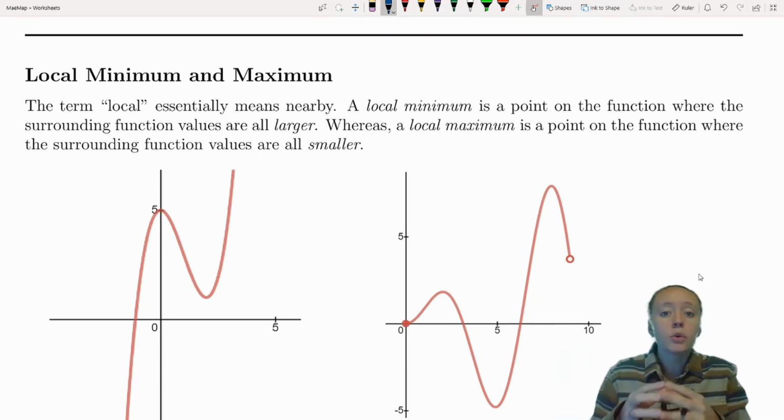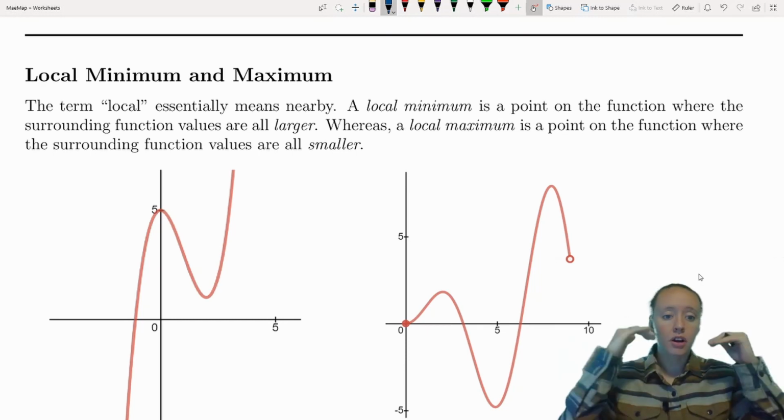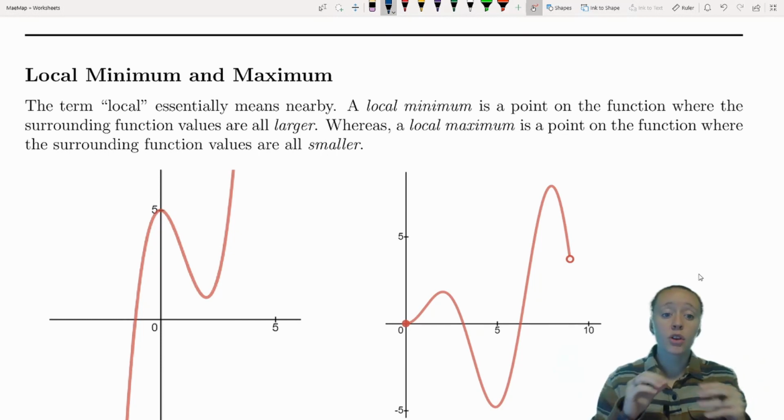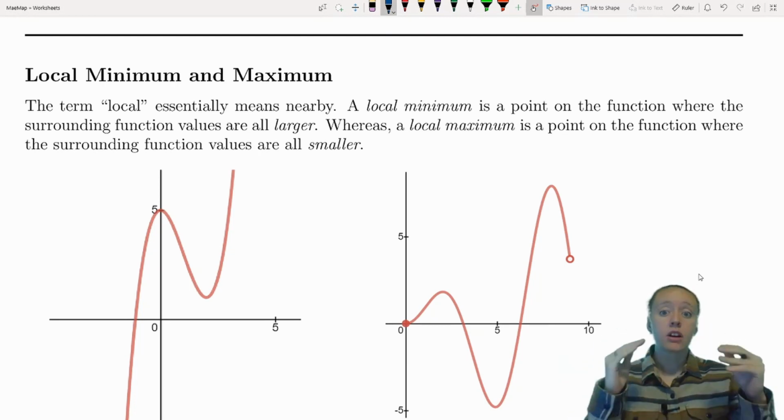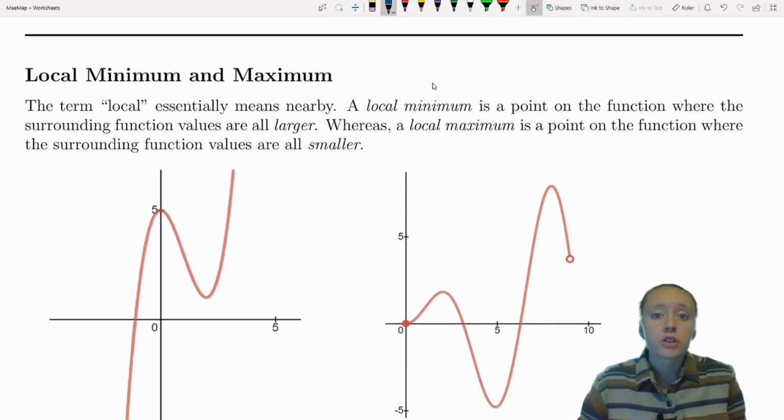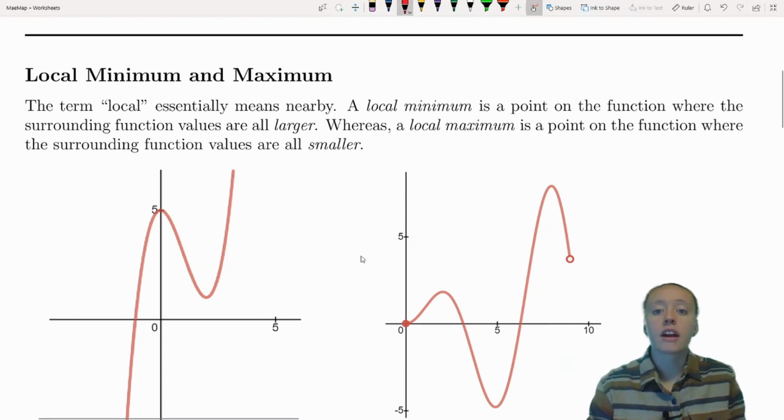So a local minimum is a point on the function where all the surrounding function values are larger. And a local maximum is a point on some function where all those surrounding function values are smaller. So let's take a look at our graph below.